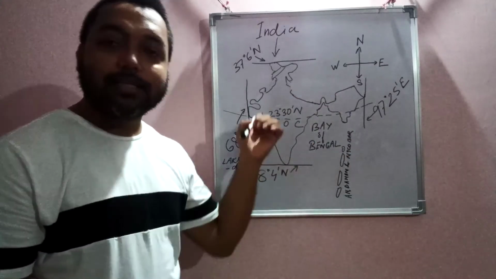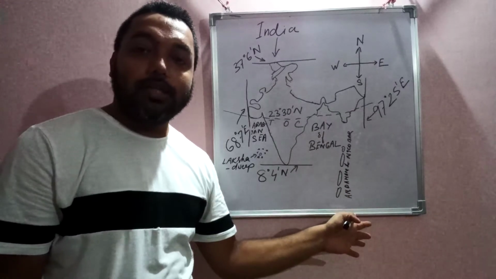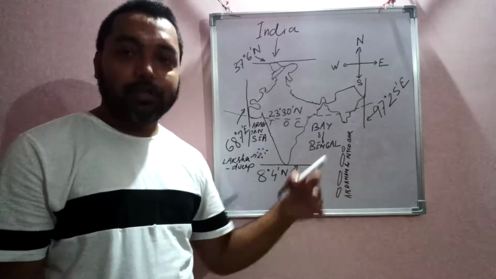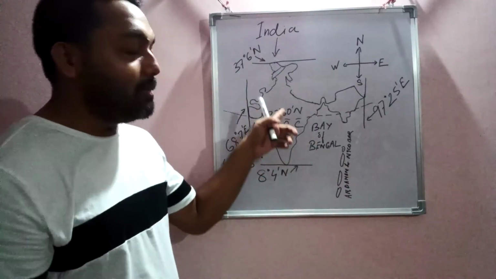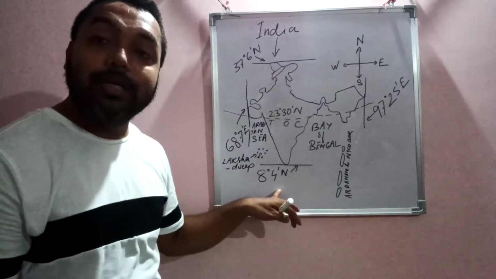First, we understand this is the mainland of India. If we consider other than the mainland, then we will discuss what is next. So first, if you see the mainland of India, it extends between 8 degree 4 minute north.